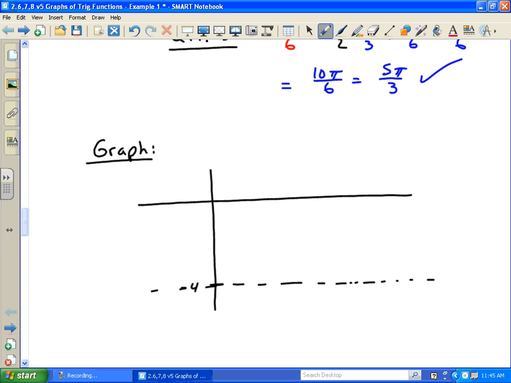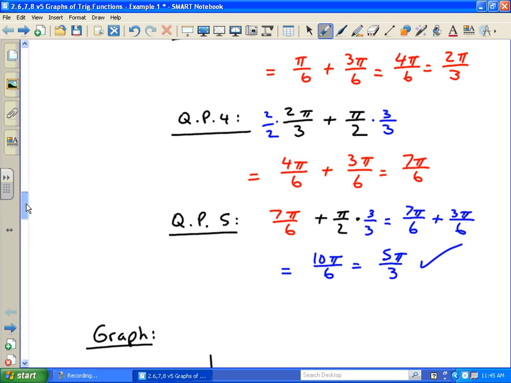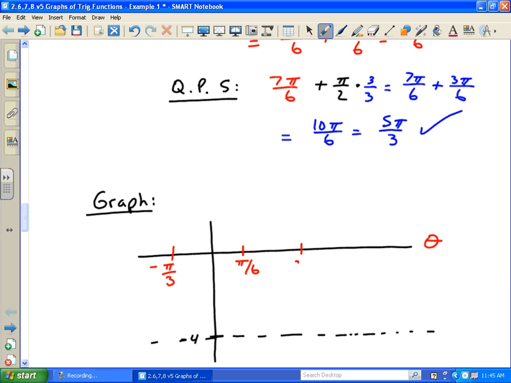Okay, now I will plot on my theta axis the quarter points. The quarter points were at negative pi over 3, pi over 6. Okay, and I believe that one was 2 pi over 3. Let's check. Yes. 2 pi over 3. And this one was at 7 pi over 6. And then the last one was at 5 pi over 3.